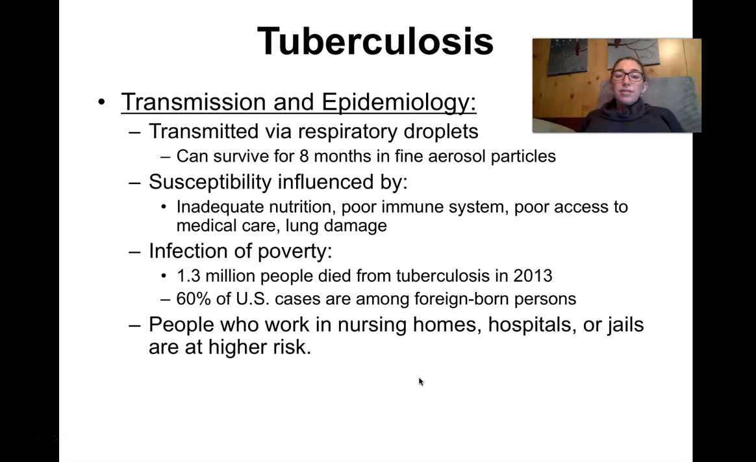The biggest risk, of course, will be people in countries where it's more endemic, and people who have underlying problems with their health, inadequate nutrition, poor immune system. So people in lower socioeconomic classes are more susceptible and prone to tuberculosis, and that's true in developed countries and, of course, undeveloped countries.